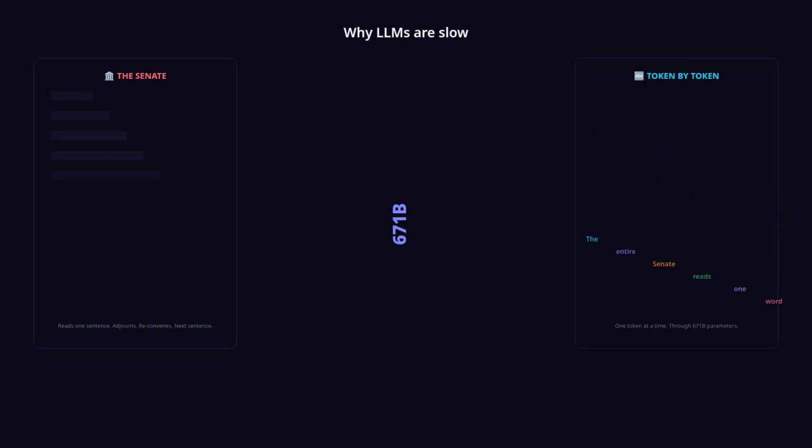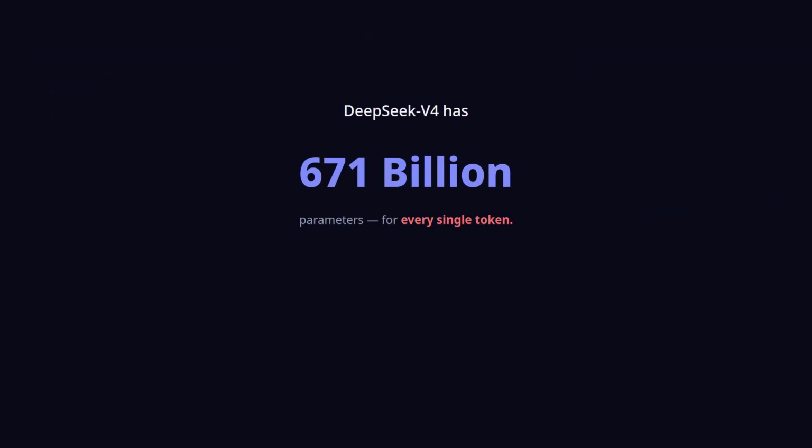Here's why LLMs are slow. Every time you ask a model to generate text, it has to run a full forward pass for each token. That's each individual word fragment, one token at a time through 100 billion parameters. It's like sending the entire Senate to read one sentence from a book, then calling them back for the next sentence. And the next. DeepSeek V4 has 671 billion parameters total for every single token.